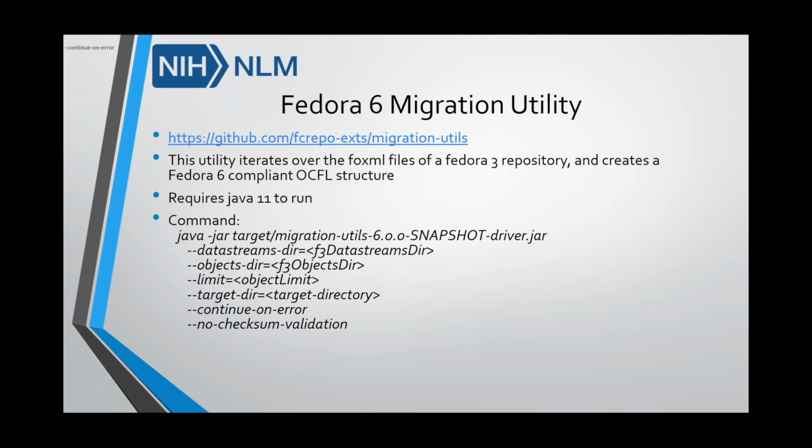The migration utility requires Java 11 to run, and the command expects you to pass in parameters such as the datastream directory of Fedora 3, the Fedora 3 object directory, the target directory where the OCFL structure will be migrated to, as well as other parameters such as continue on error when processing the migration if you're doing a large number. Also, you can turn off options like checksum validation so that it processes faster.